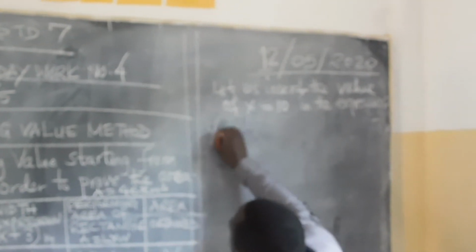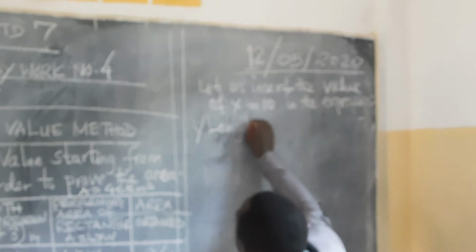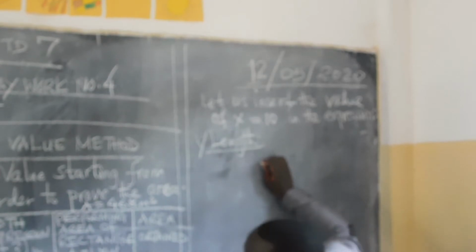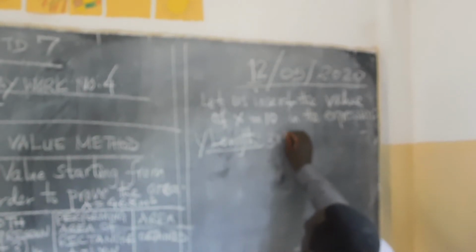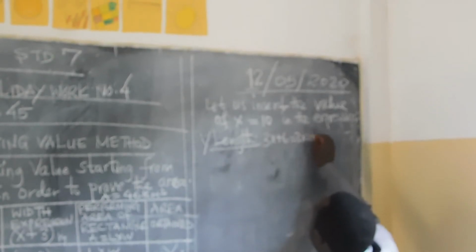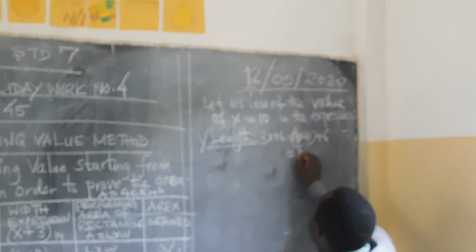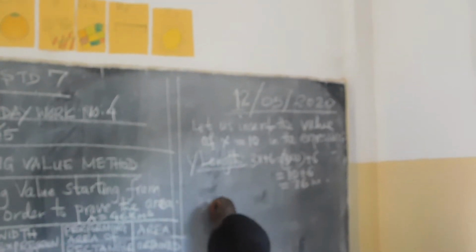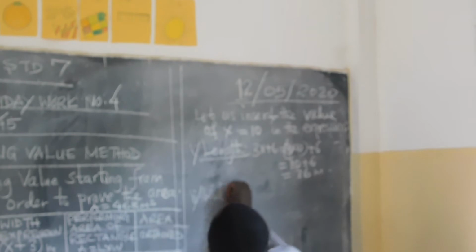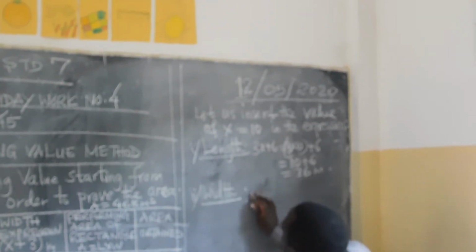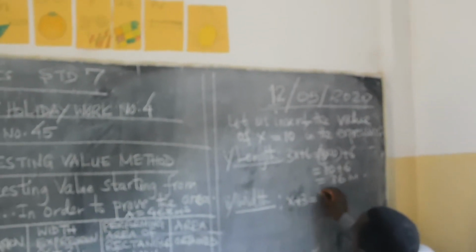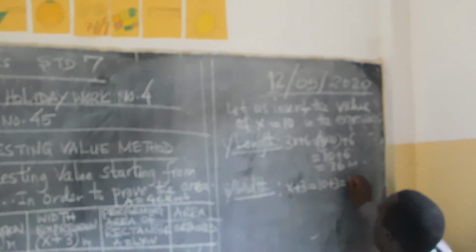We have first the length. The length already proved there. So you take 3x plus 6 is equal to 3 times 10 plus 6 is equal to 30 plus 6 is equal to 36 meters. Also width is equal to x plus 3. Therefore, x we have said is 10, plus 3. We get 13 meters.